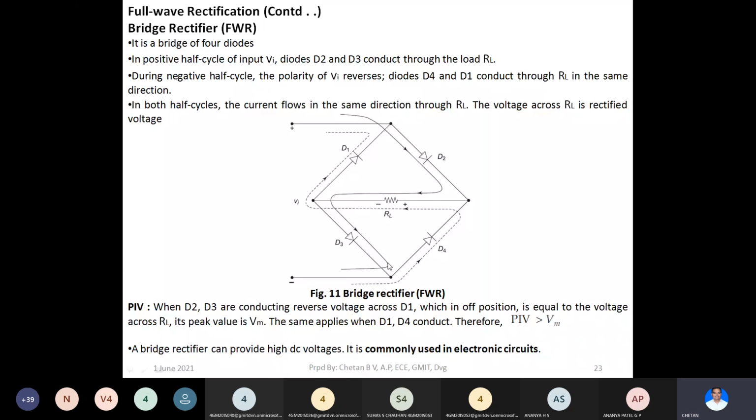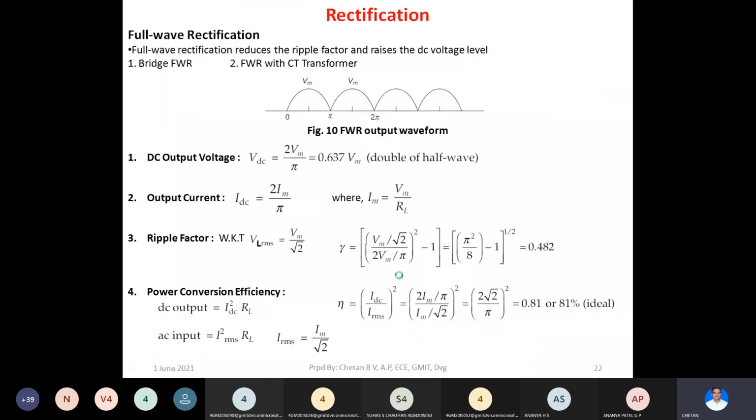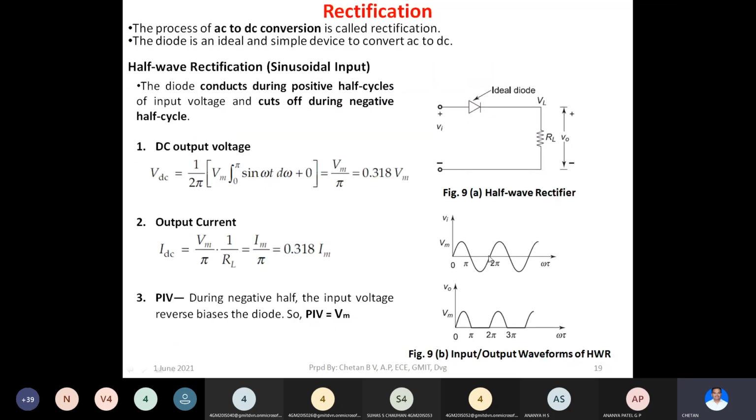So for a negative half cycle, you will get the output like this, from pi to 2 pi. You will get the output like this. So this is an inverted version of the input. If the input is like this negative half cycle, this will be inverted. This gap will be filled with one more loop or one more curve, which is for the negative half cycle.